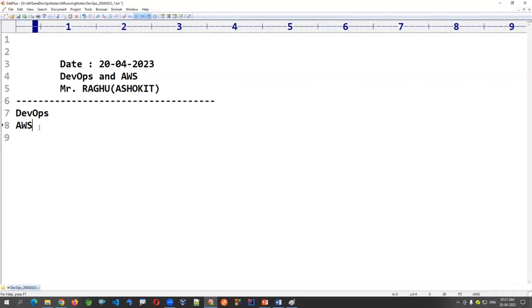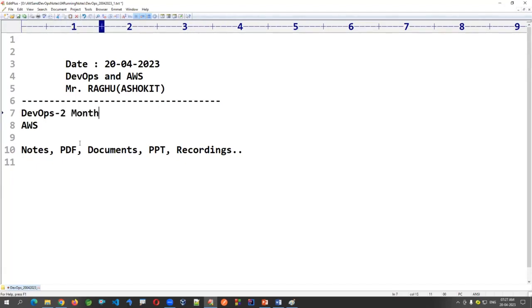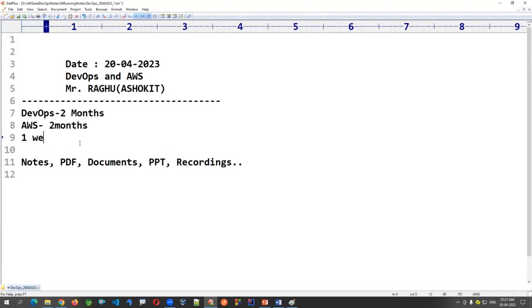So you will get the complete notes, PDFs, documents, PPTs, and recordings of every day. This is a total of 4 months duration, 2 months for DevOps and 2 months for AWS. Of course, I may take 1 extra week for projects and all. Every day it's a 1 hour 30-minute session, starting at 6:30 a.m. and going up to 8 a.m.